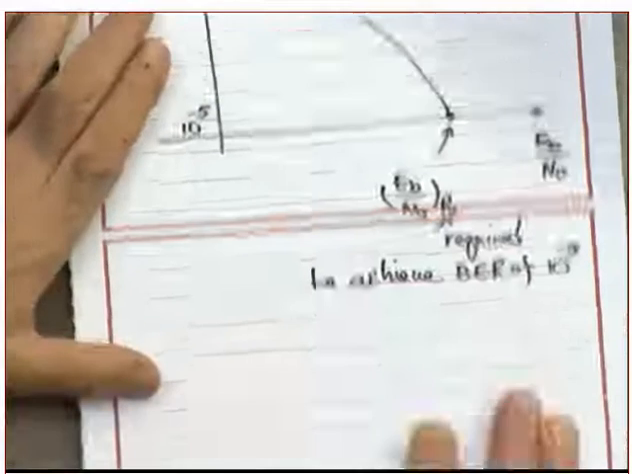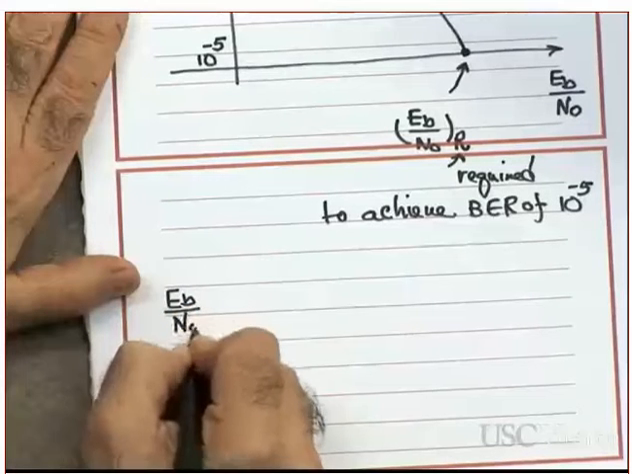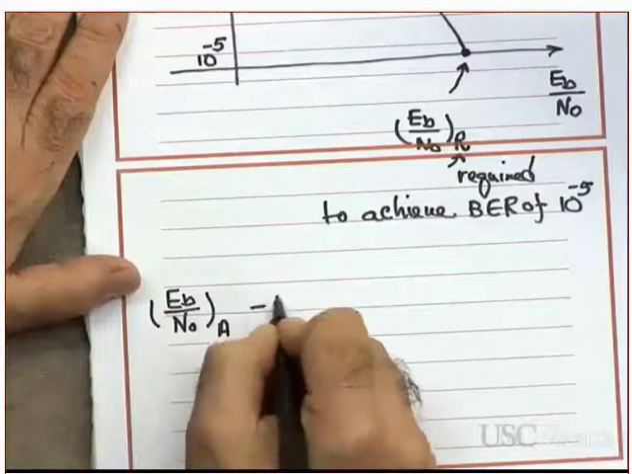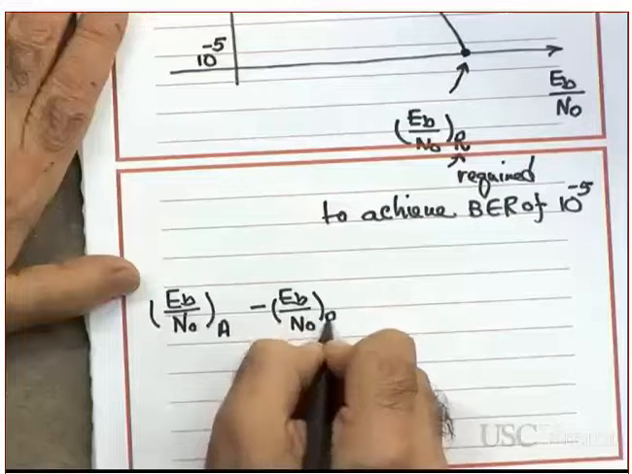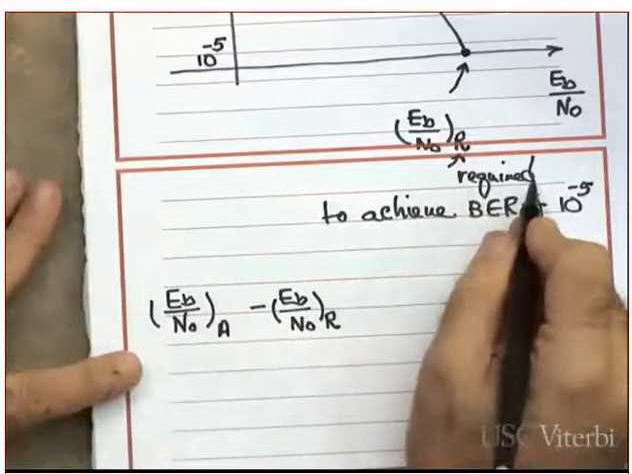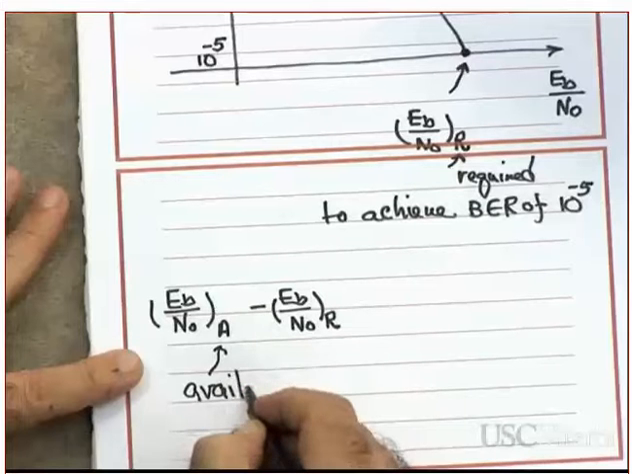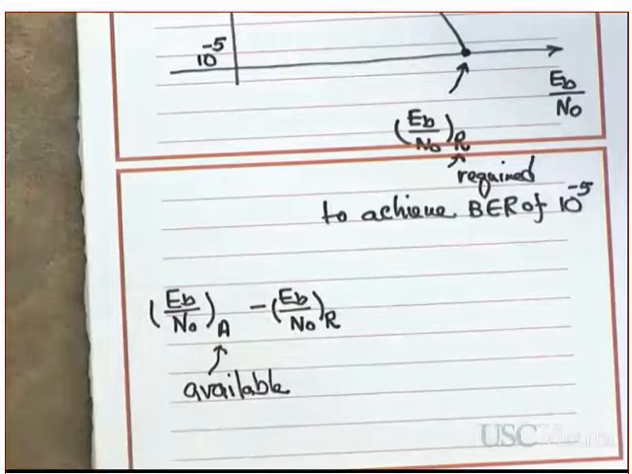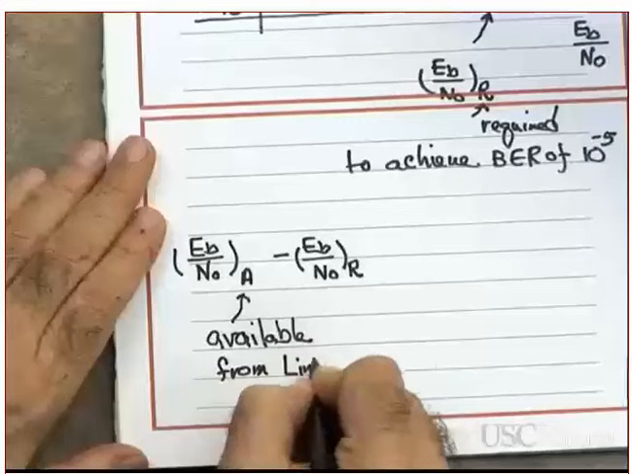Yes or no? I want you to see this: Eb over N0, A, minus Eb over N0, R. One more time, what does the R stand for? What does the A stand for? No, not actual. Available. Available from where? Where are we going to get this from? That is from the link budget.